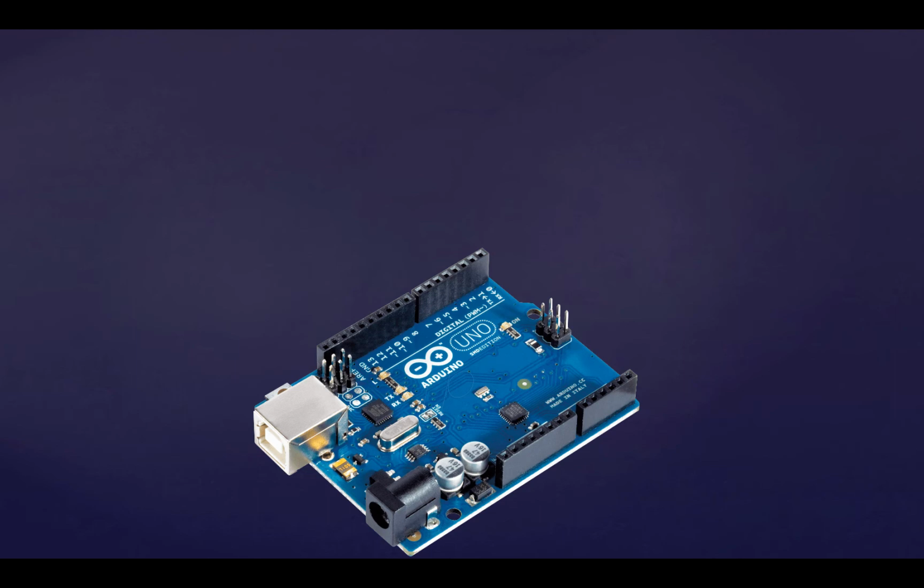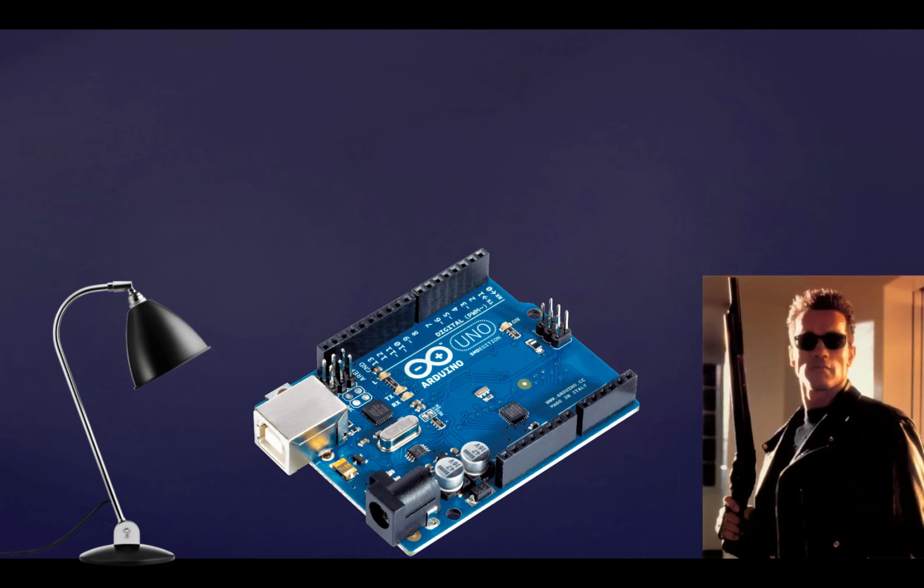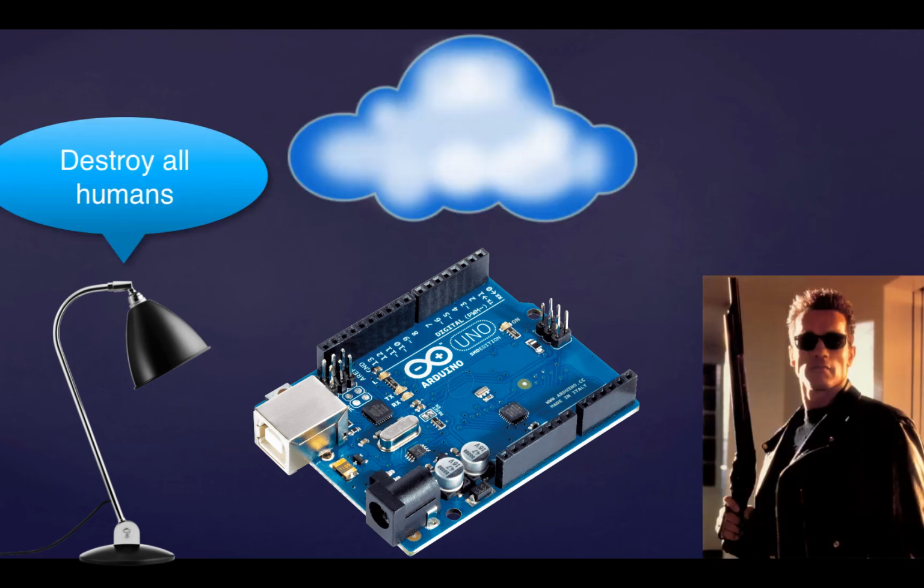Examples of things that we can do is you can have a lamp turn on and off with the sun. You could build your own robot, or you can even connect things to the internet.